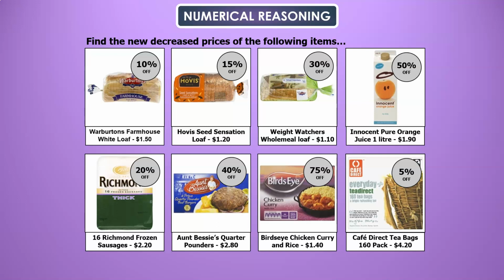What I want you to do is go through and work out from the prices below those discounts what the new price is. Now, the first stage is to work out what that multiplier is. So pause the video and work out the multiplier for 10% off, 15% off, and so on. On a piece of paper, just write down what the multipliers are. So pause the video now.